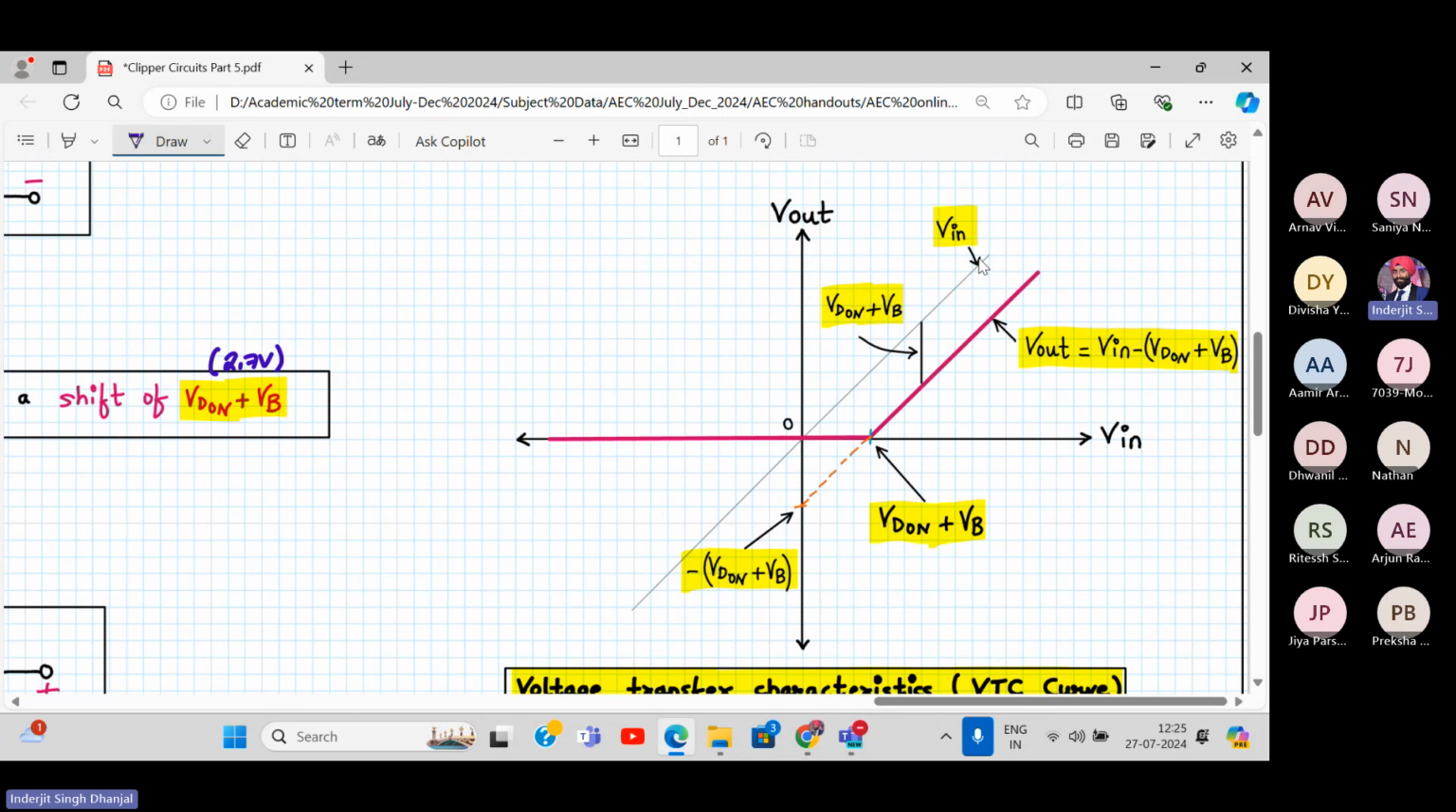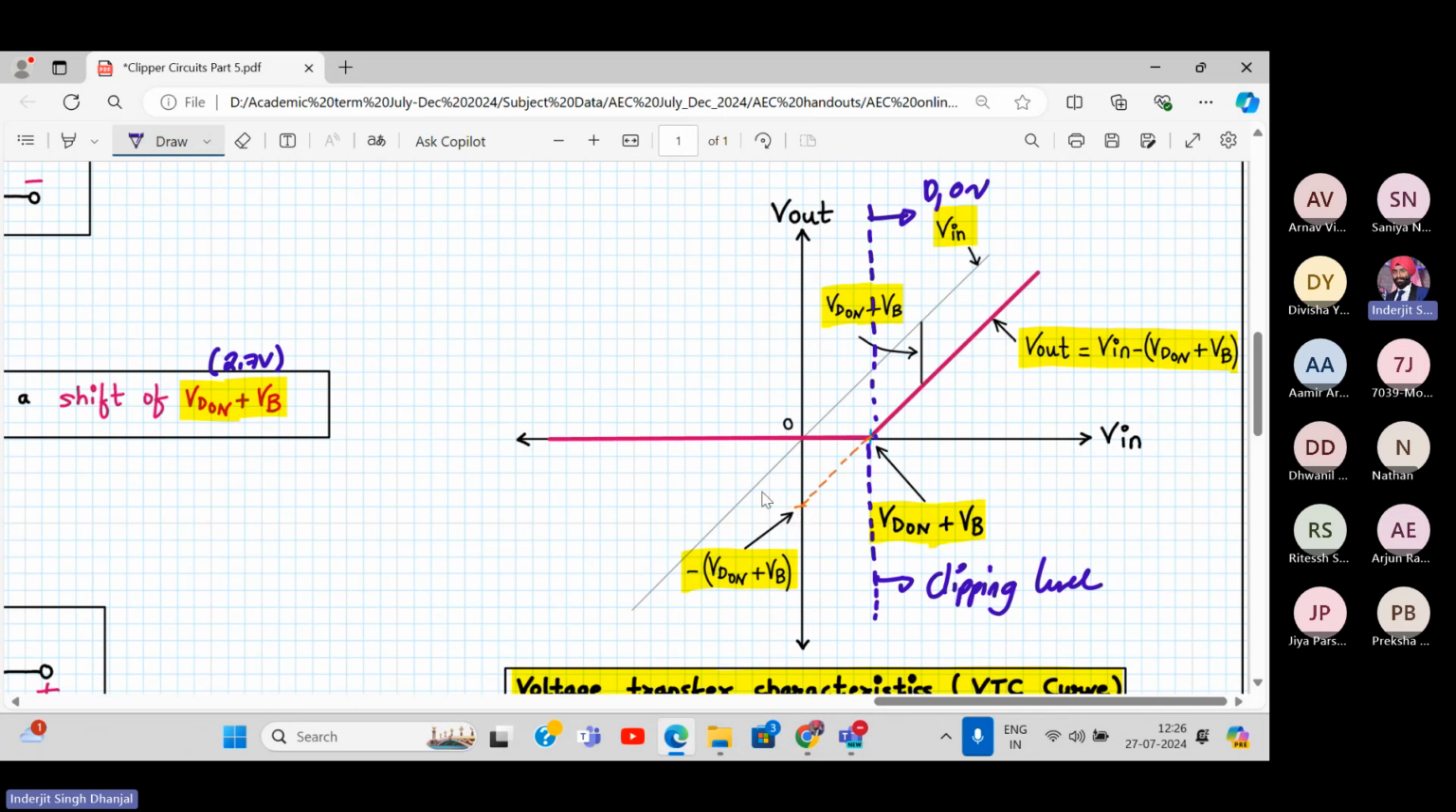So this was the V in line, the VTC curve. This is which line? V out is equal to V in minus VD on plus VB. We have just added a VB voltage to the VD on. That's it. And this is my clipping level. Let me draw the clipping level. Here it is. This is my clipping level. So above this, my diode is on. When the diode is on, output tracks the input, but with a shift of VD on plus VB. So there is a difference between V in and V out. It's again a parallel line.